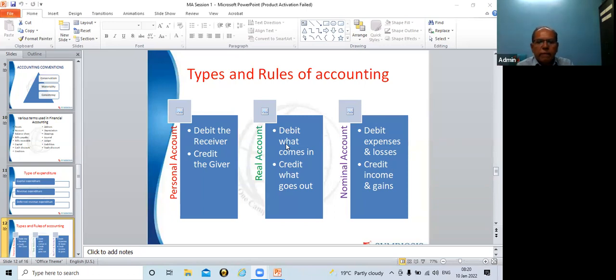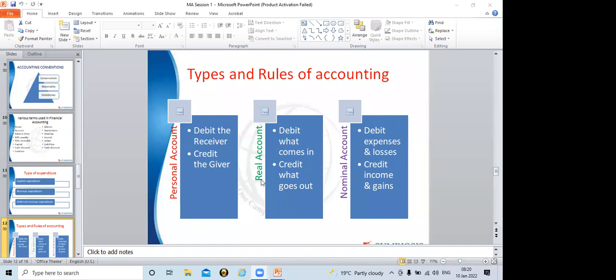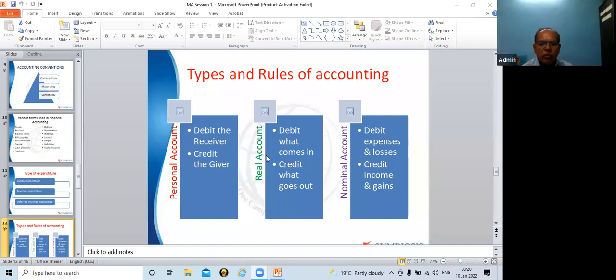Under tangible assets, there are fixed assets and current assets. So these kinds of assets come under real account. Real account comprises tangible assets as well as intangible assets. In addition to these assets and liabilities, goods and cash, either cash or bank, it is one and the same.